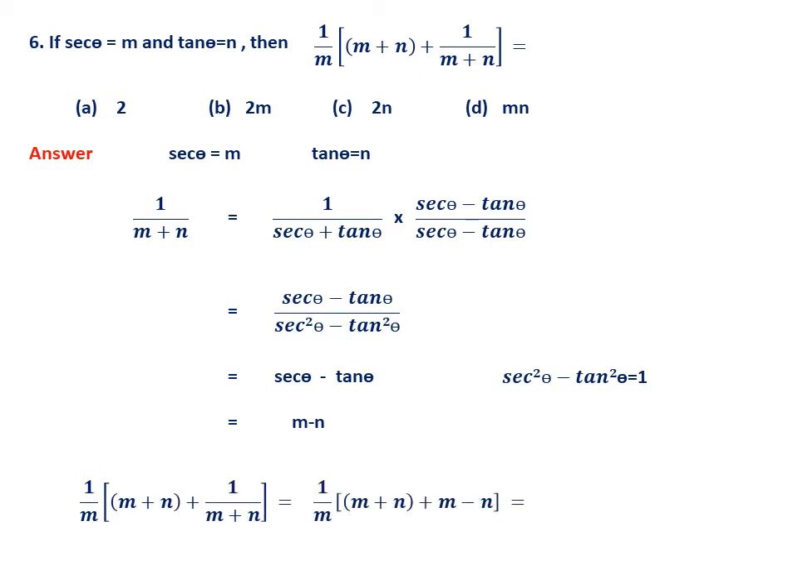Therefore this can now be written as 1 by m plus n plus, instead of 1 by m plus n, we have to write m minus n. So this will be equal to 1 by m, n cancels, m will be 2m because m plus m. So definitely it is 2. Therefore the option is A. So this is the 6th question. Let us take the next one.